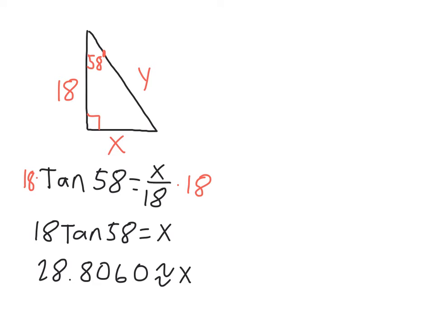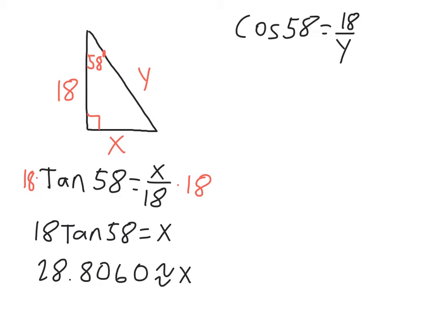So now you look, 58 degrees, and the two sides, 18 and y. 18 is adjacent to 58, y is the hypotenuse. Adjacent and hypotenuse is cosine. So you say cosine of 58 is equal to adjacent, 18, over the hypotenuse, y.